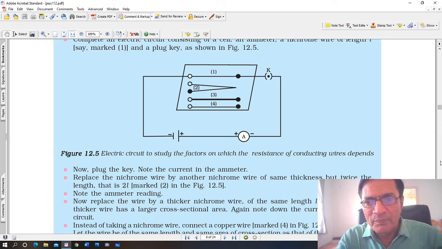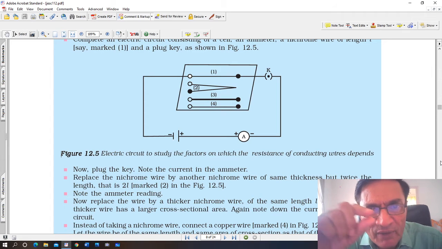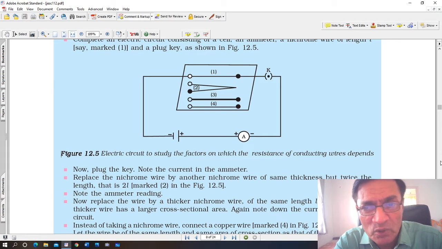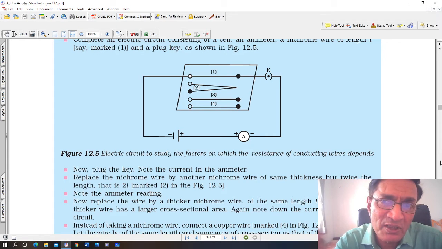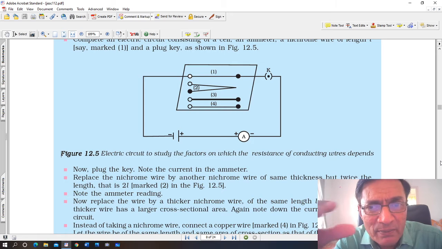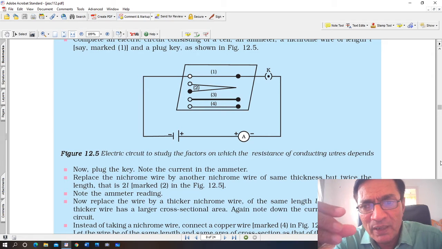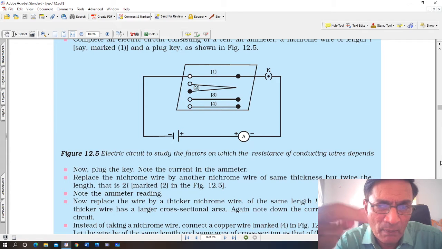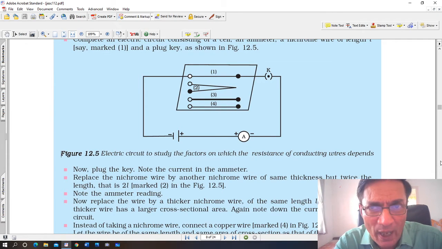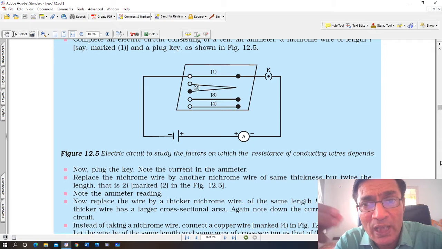Alright, so we take number 1 nichrome wire of different thickness and different lengths, and we try to find out whether there is a difference in resistivity and therefore a difference in the current flowing through it because of the length of the wire as well as the thickness of the wire. And we find experimentally that the amount of current flowing through it depends upon 2 major factors. Number 1 is the length of the wire.